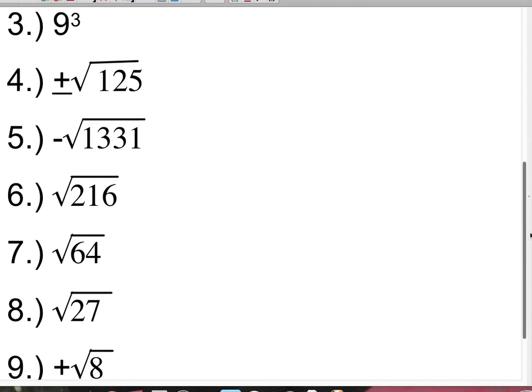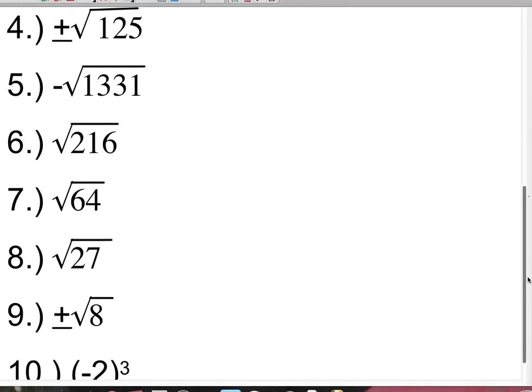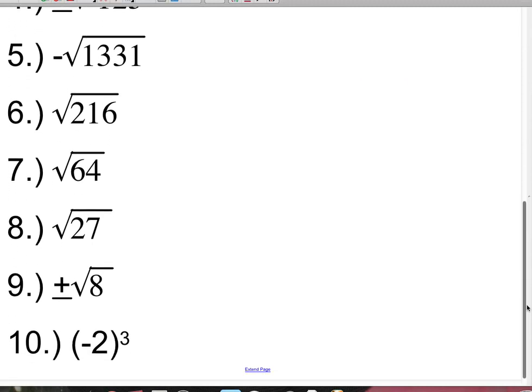Here's a few more. Notice that number 10 is in parentheses, and it's in parentheses for a reason, because it's a -2 being raised to the 3rd power. So these are the problems we will do in class together. If you want to give them a shot ahead of time, go ahead and give them a try. Otherwise, I will see you soon.